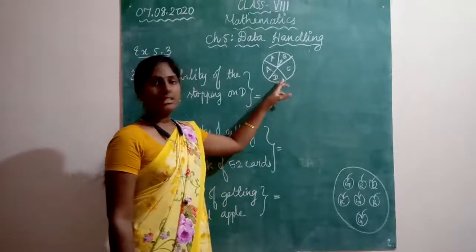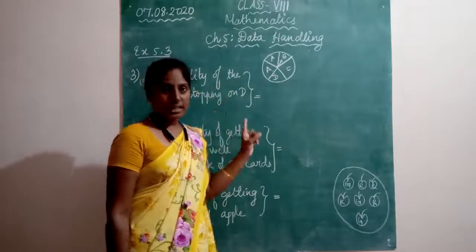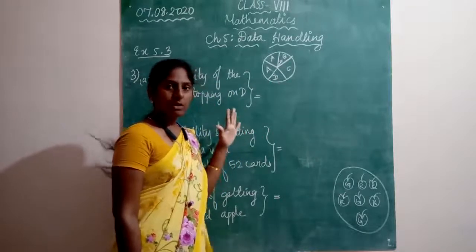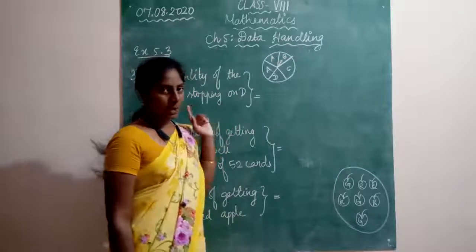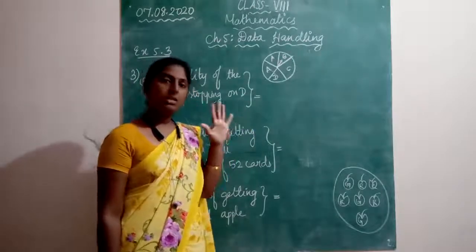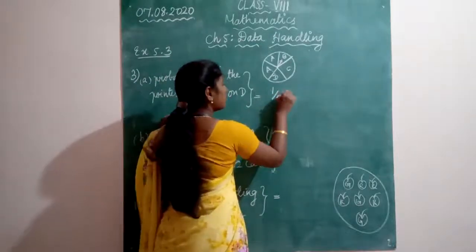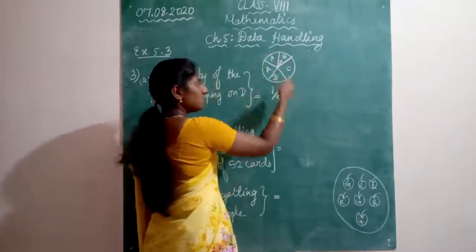Now consider D. Here only one D is there and the total number of possible outcomes is 5. So the favorable outcome is only 1 and the possible outcomes are 5. So what is the probability then? 1 by 5. Is it clear? Only one D, but the total is 5.